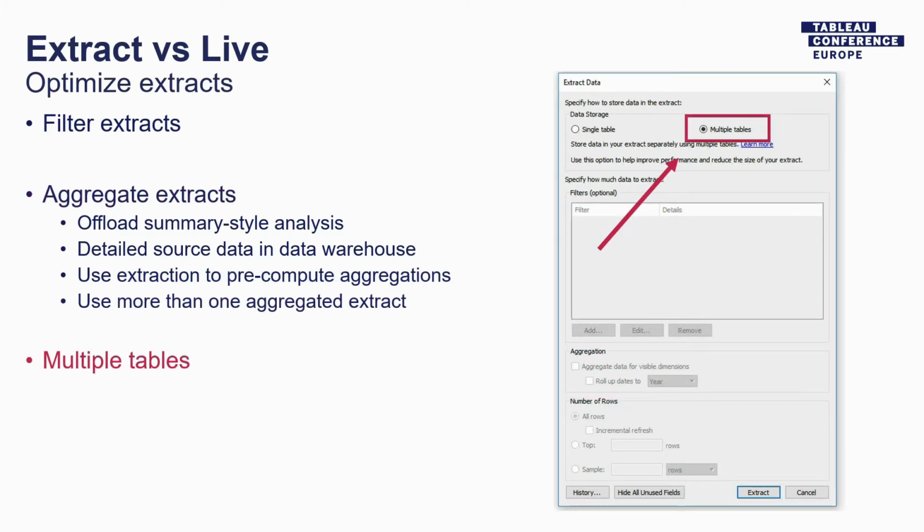So the last thing we introduced with Tableau 18.3 is a feature called multiple tables. Meaning that each table you bring into a data connection in Tableau will be stored separately. So why does it matter?